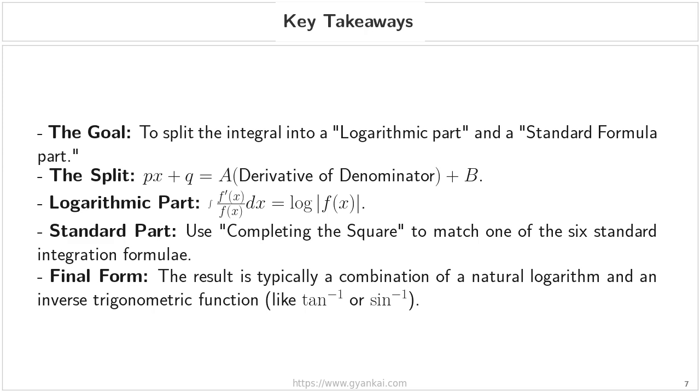Okay, let's recap everything we've learned about integrating linear expressions over quadratic expressions. This slide, our final summary, highlights the key takeaways. Now, on the next slide, we'll look at some common mistakes students make so you can avoid them. But for now, make sure you understand these key takeaways. They're the foundation for successfully tackling these integrals.